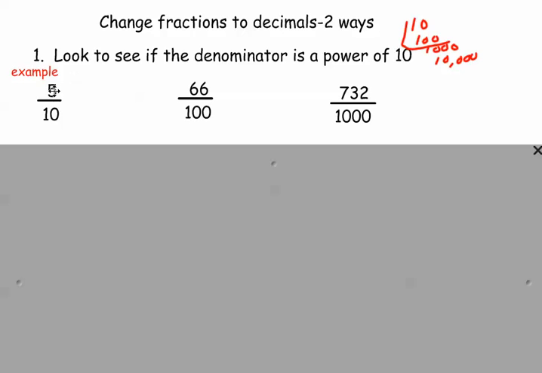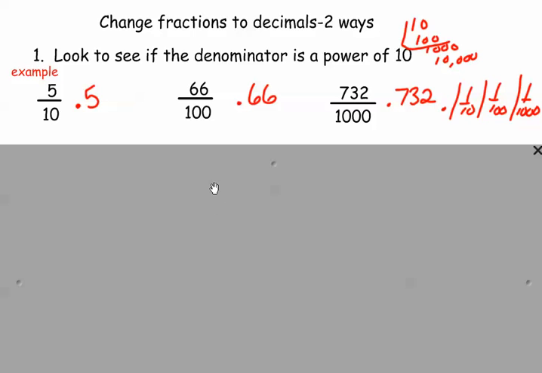So if you look at this one, this says 5/10. Well, if we know our decimal system is a tenth, then a hundredth, then a thousandth, and so on. So if it is a power of 10, it makes it very easy. 5/10 would just be 0.5. 66/100 is simply 66 hundredths. And 732/1,000 is simply 732 thousandths. All right? So if it's a power of 10, that's very easy.